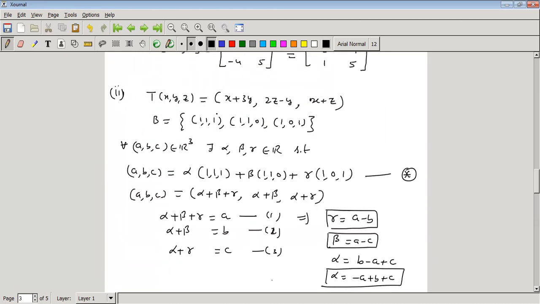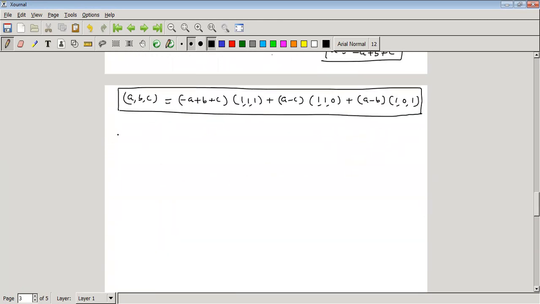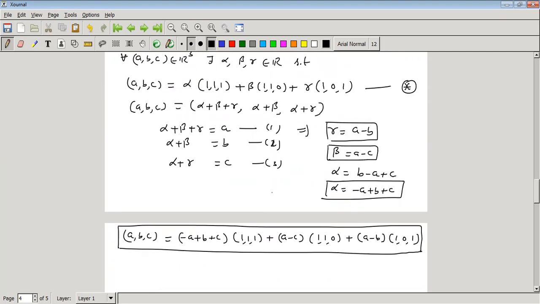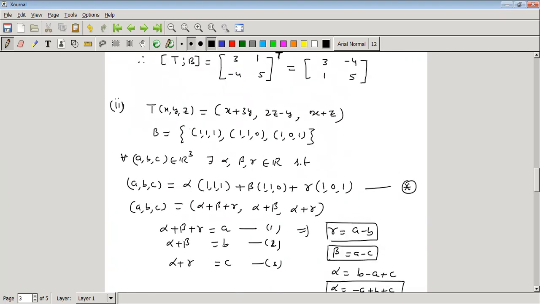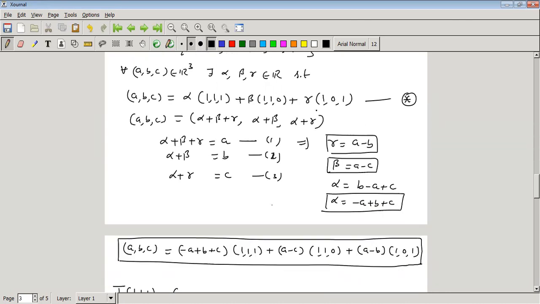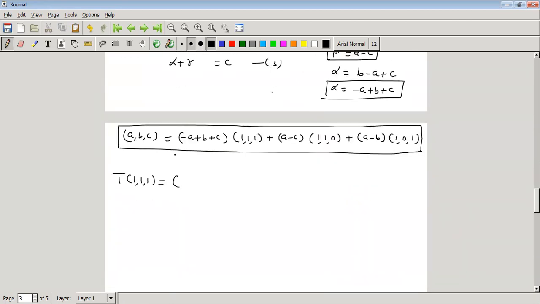So now, what are the elements of basis B? That is (1,1,1). So we find the output of T of (1,1,1). We use the transformation, and if we put x equal to 1, y equal to 1, z equal to 1, then we get 1 plus 3, it is 4; 2 minus 1 is 1; 1 plus 1 is 2. So we get (4, 1, 2).